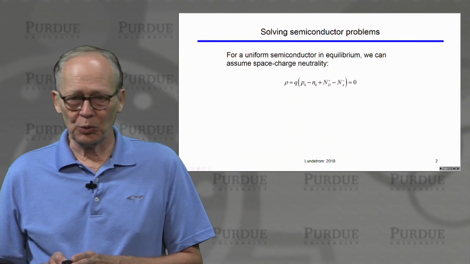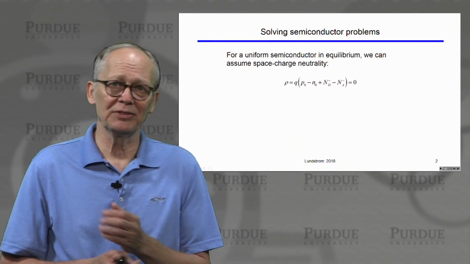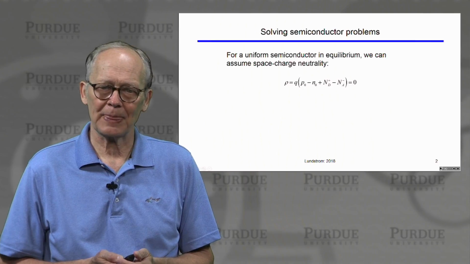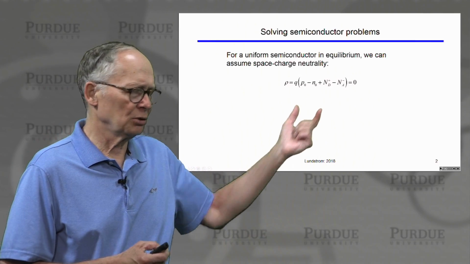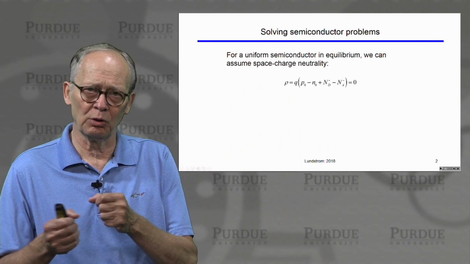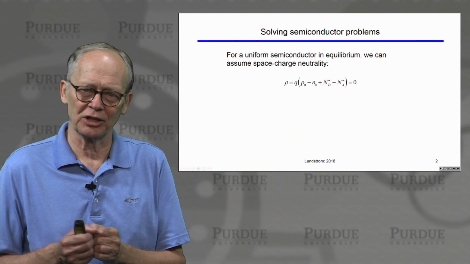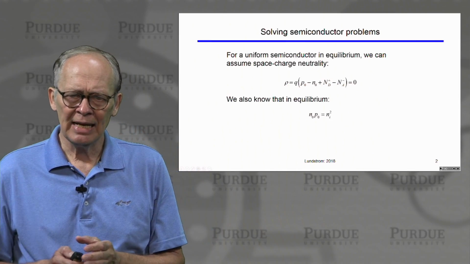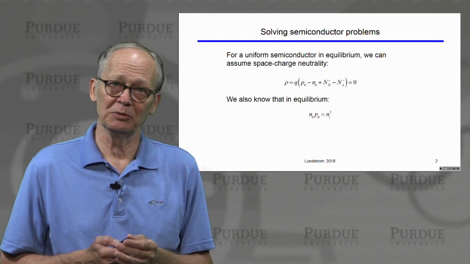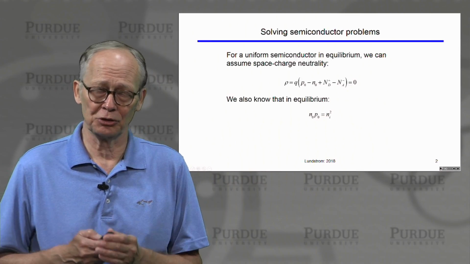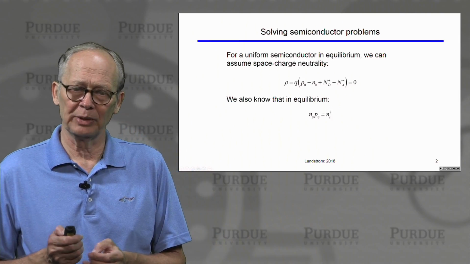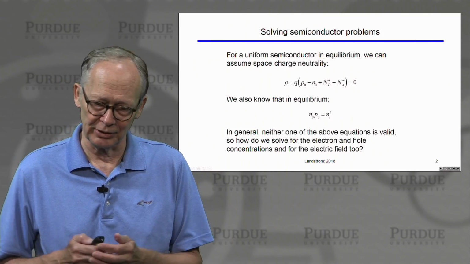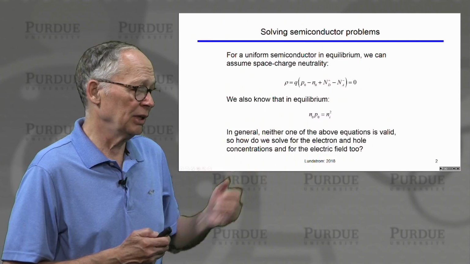Okay, so we have talked about solving semiconductor problems, and we've solved many problems. We've talked earlier that if we have a uniform semiconductor in equilibrium, then it's reasonable to assume that the mobile electrons and holes flow around in a way that neutralizes net charges, so that we can assume that the net charge density is 0. And we also know that in equilibrium, N times P is Ni squared, a material and temperature dependent quantity. And putting those two together, we can solve for the electron and hole concentrations in a semiconductor device in equilibrium. But in general, these equations won't be valid.